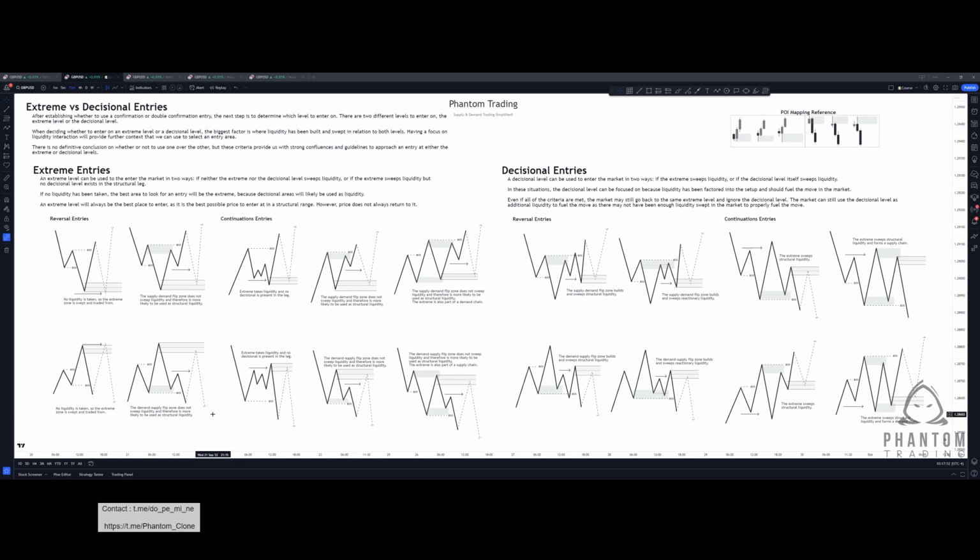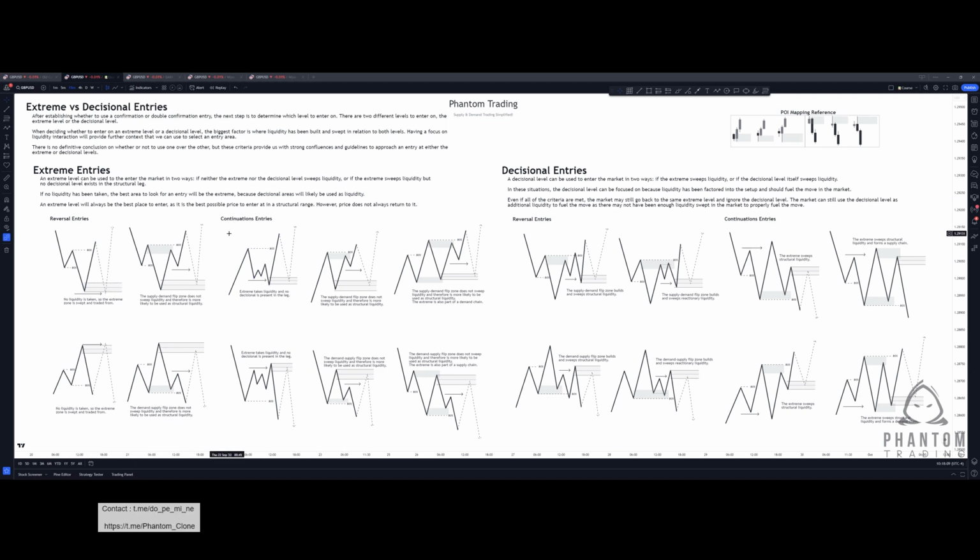Now, one thing to note here is that while we have an entry zone marked at each of these extreme zones, this methodology and this way of thinking can also be applied to double confirmation entries for your first level of respect zone as well.